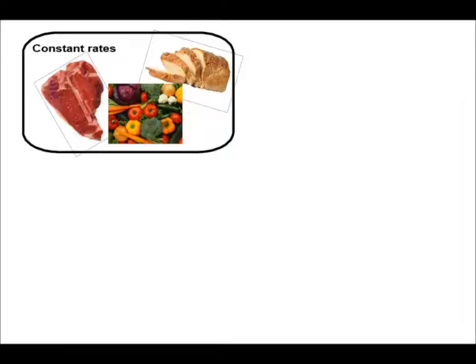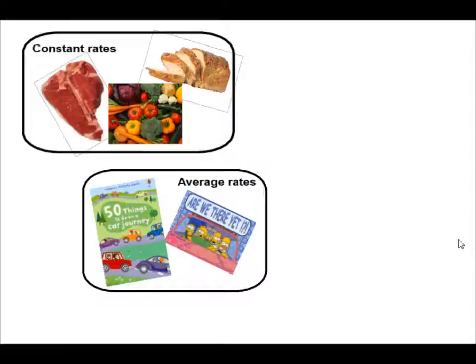For example, the meat price for T-bone steak at the moment is 109 Rand per kilogram. For every 1 kilogram you buy, you're going to pay 109 Rand. Those are constant rates because until the meat price goes up or the butcher gets new stock in, it is going to cost you 109 Rand for every kilogram. Also, the price of bread is R11.95 per loaf, and that price will remain constant until there is a price increase. Then we look at average rates.